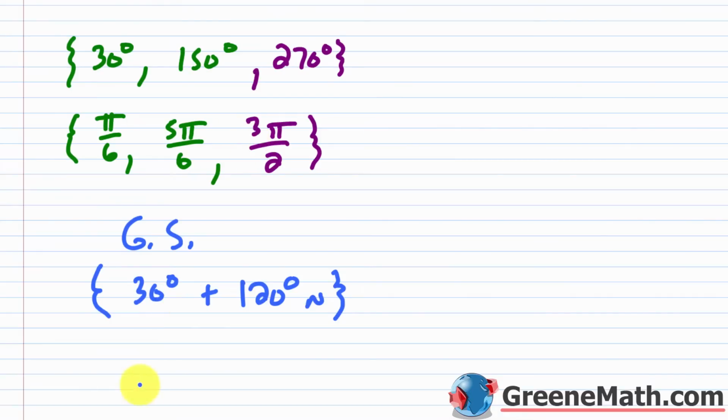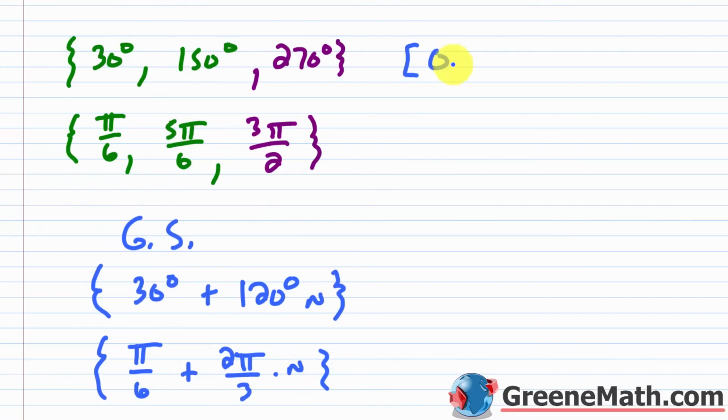Then for this guy, if you want to put this in terms of radians, let's go ahead and just say that you have pi over 6, plus, you're going to do 120 degrees in terms of radians, so that's 2 pi over 3. So 2 pi over 3, and then times n. Okay, so let's close that up. So this would be our general solution. And then this is if we had a domain restriction. So let's say from 0 to 360 degrees. And then here, let's do from 0 to 2 pi.